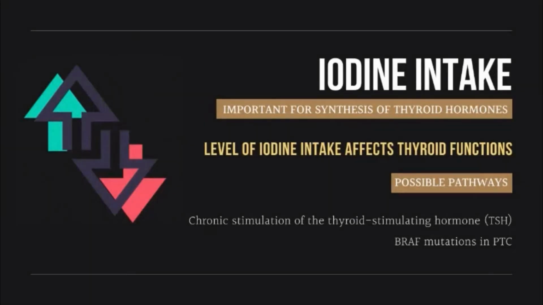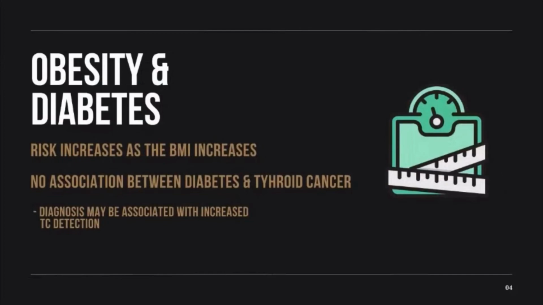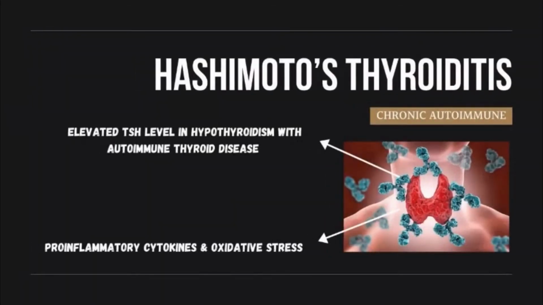Studies in regard to obesity and TC showed that increased BMI will lead to increased risk of TC. There is also no established association between diabetes and TC. It was suggested that diagnosis may influence increased TC detection. Hashimoto's thyroiditis is a chronic autoimmune disease of the thyroid which can also promote growth of TC.